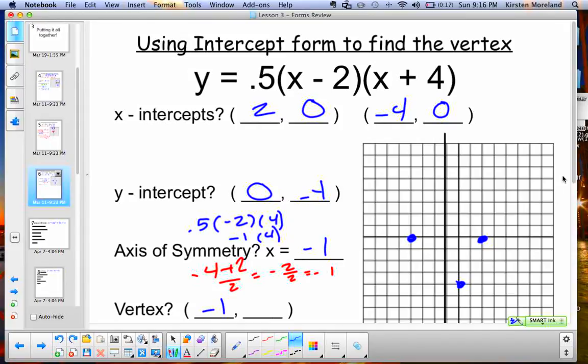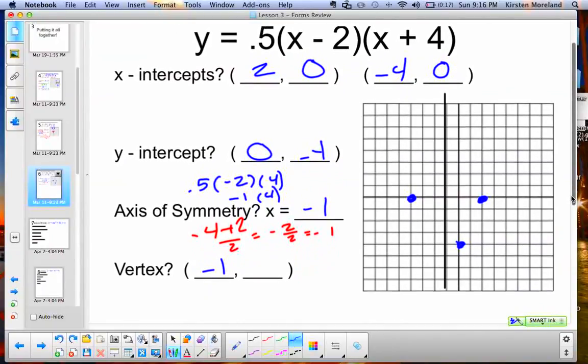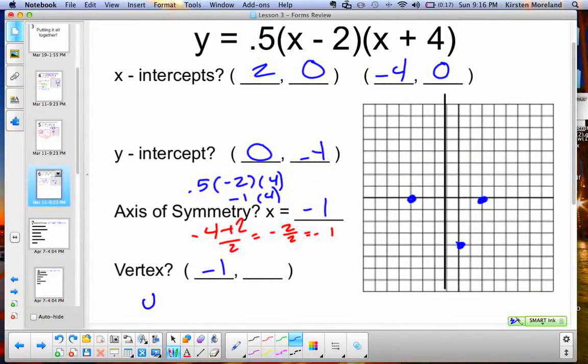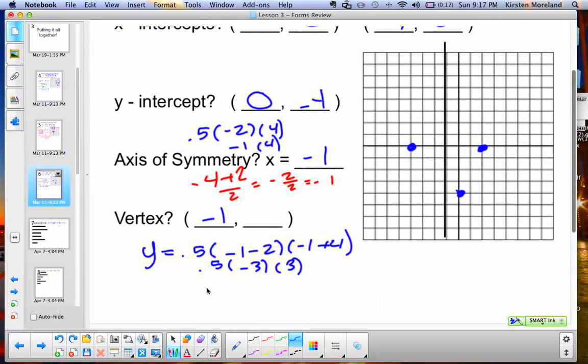So I know the x-coordinate of the vertex is negative 1. Anytime you know x, you're always going to plug it in. So I have y equals 0.5 times negative 1 minus 2 times negative 1 plus 4. So it's 0.5 times negative 3 times positive 3. All right, so it's 0.5 or 1/2 times negative 9. Well, half of negative 9 is negative 4.5. So my vertex is at negative 1, negative 4.5.